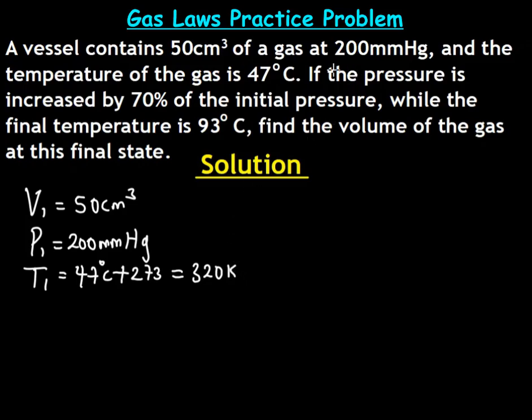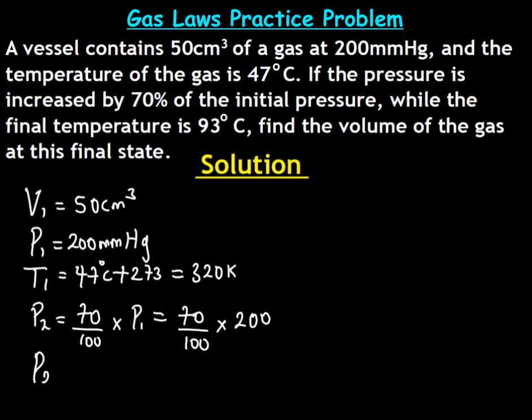Good. So if the pressure is then increased by 70% of the initial pressure, we have that the second pressure, P2, is increased by 70%, and 70% is 70 over 100, of the initial pressure, which is P1. Don't forget that P1 is 200. So P2 is equal to 70 over 100 times 200. 70 times 200 over 100 is equal to 140. So P2 is equal to 140 millimeter mercury. Good, so let's continue with the question.